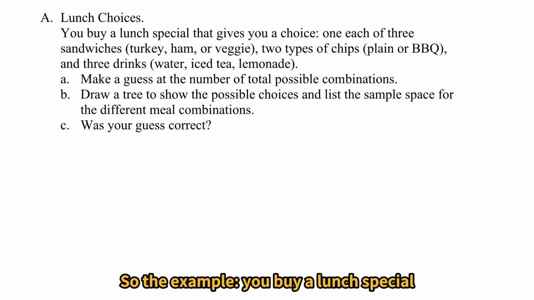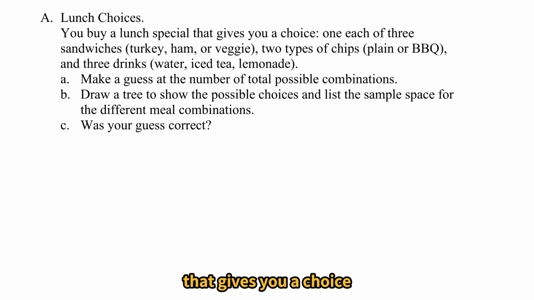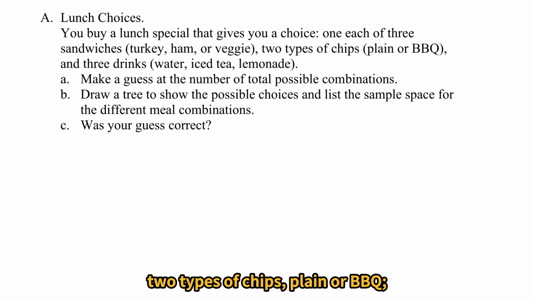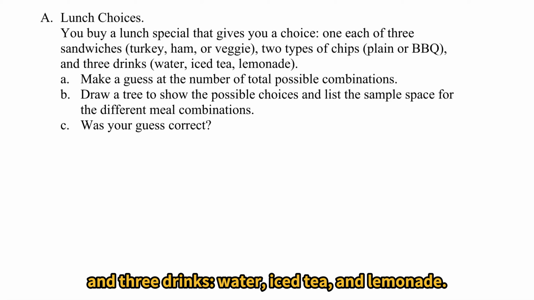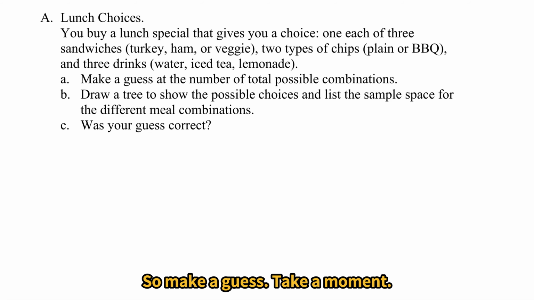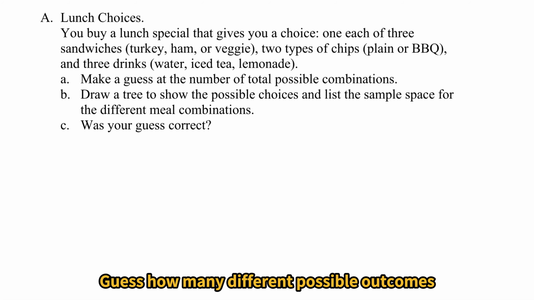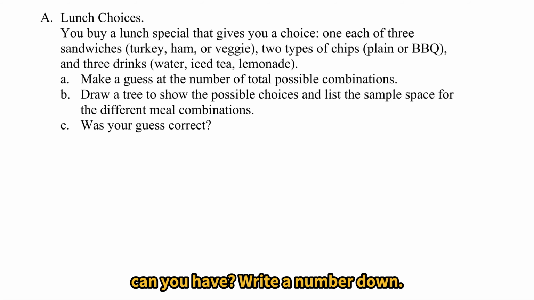So the example: you buy a lunch special that gives you a choice of one each of 3 sandwiches, turkey, ham, or veggie, 2 types of chips, plain or barbecue, and 3 drinks, water, iced tea, and lemonade. So make a guess. Take a moment, guess. How many different possible outcomes can you have? Write a number down. Okay, now let's draw a tree diagram.